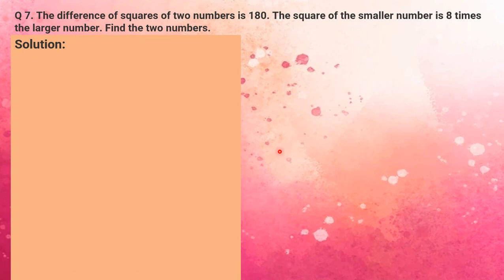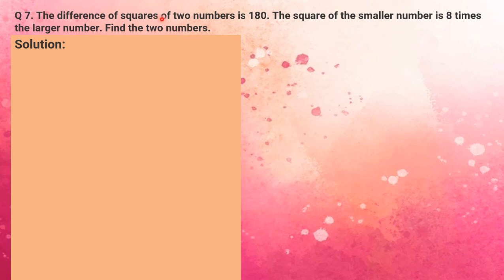Now let's consider one more problem of the same exercise, as the word problems are given. So here we are solving question number 7 of the exercise. The difference of squares of two numbers is 180. The square of the smaller number is 8 times the larger number. Find the two numbers.